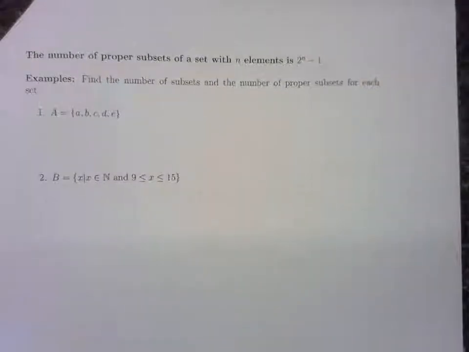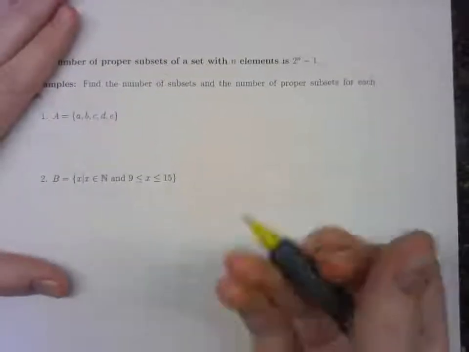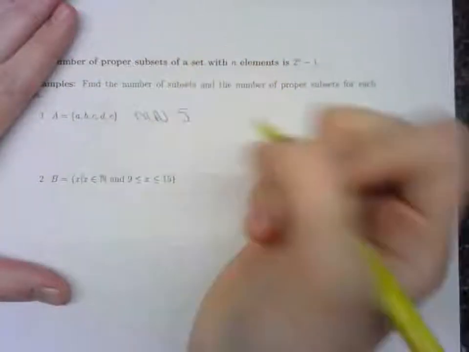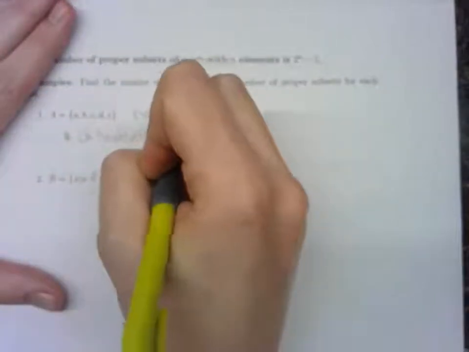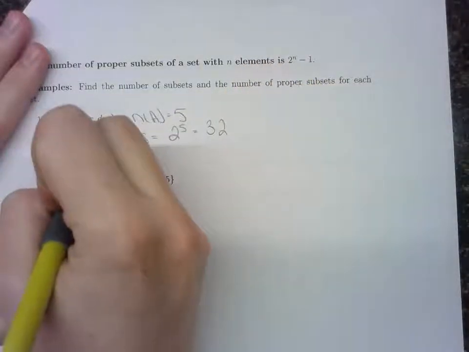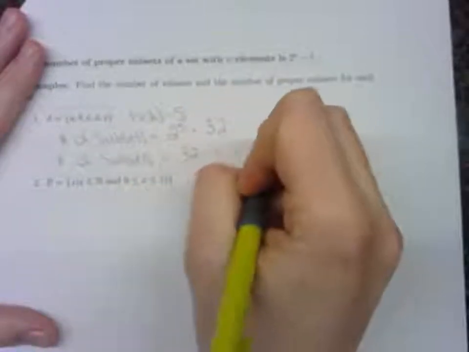Okay, so it says find the number of subsets and the number of proper subsets for each set. First of all, we need to find n of A, or the cardinal number of A. That is 1, 2, 3, 4, 5. So the number of subsets is 2 to the 5th, which is 2 times 2 times 2 times 2 times 2. That's really blurry. That is 32. And then the number of proper subsets is just that number minus 1. So 32 minus 1, which is 31. So we have 32 subsets, 31 proper.